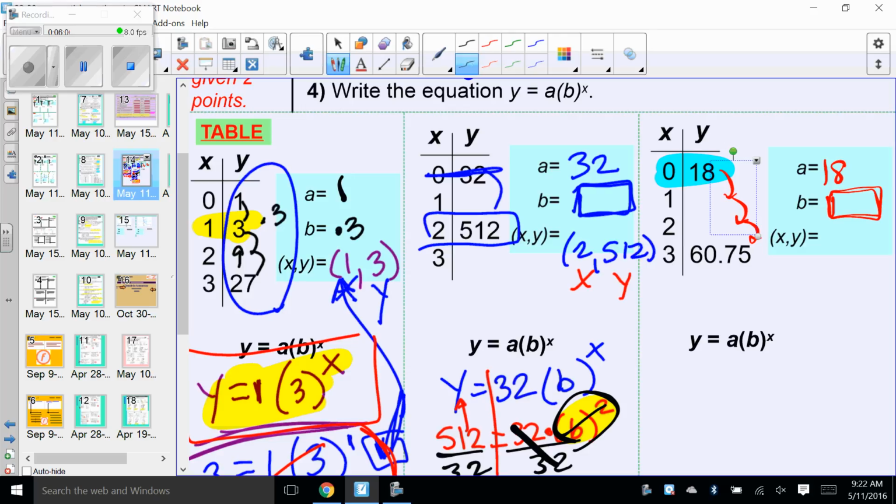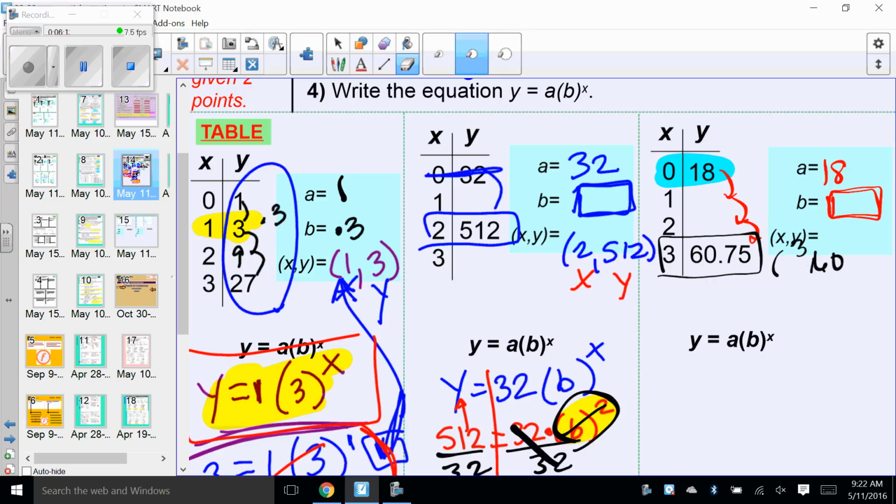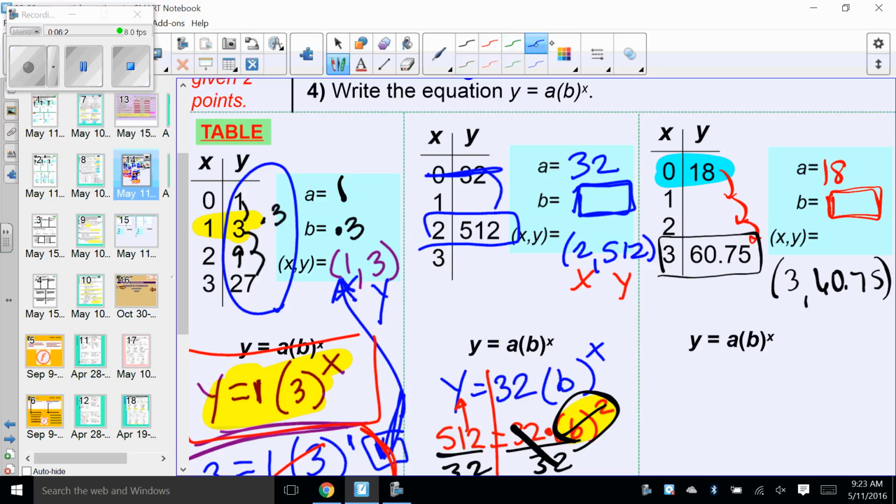I can use one data point to get me it. So we're going to go 3, $60.75. So we have 3, $60.75. So our y value is going to be $60.75. Our a value is 18. Our growth is unknown, and it's to the power of 3.